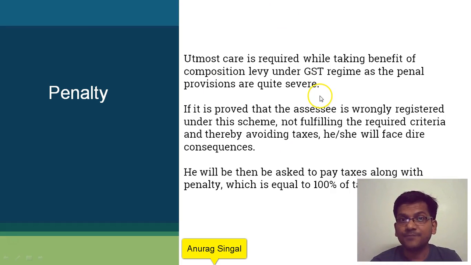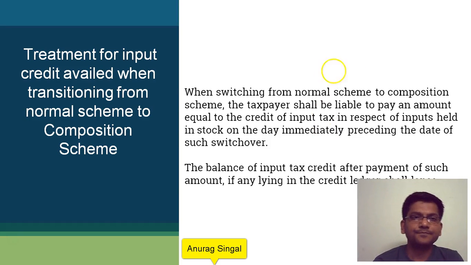What is the penalty? Please make sure that you take the benefit of composition scheme only if you are eligible for it, because the penal provisions are quite severe. If it is proven that the assessee is wrongly registered under the scheme, not fulfilling the required criteria and therefore avoiding taxes, the consequences are dire. You will be required to pay all taxes as if this composition scheme had not been applied from your pocket, plus a penalty which is equal to 100% of the taxes that are put on you.